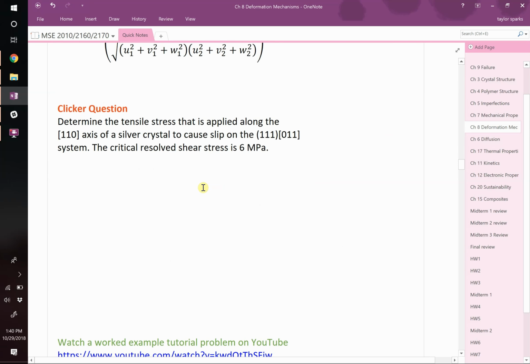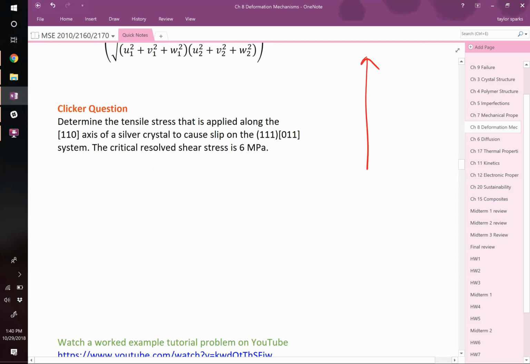Let's get down here. Okay. So we're going to calculate the tensile stress that is applied along the 110 axis of silver to cause slip on the 110 plane in the 011 direction. The only catch here is, how do you know, right?